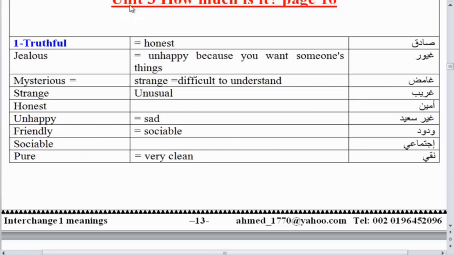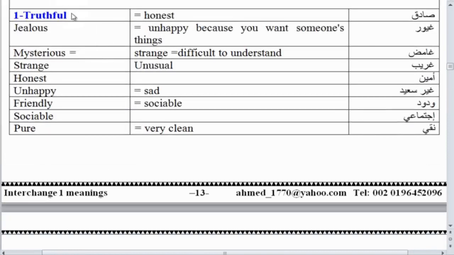Interchange 1. Unit 3. Third edition. Unit 3. How much is it? Page 16. 1. Truthful. Truthful. Take care. Truthful, honest. American, honest, O as A. Jealous, unhappy, because you want what someone has. Mysterious, strange, difficult to understand, unusual.